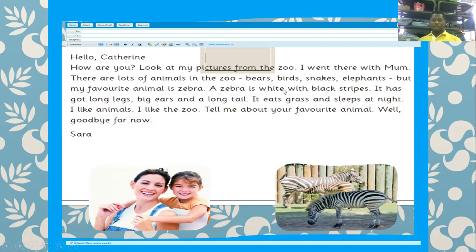A zebra is white with black stripes. It has got long legs, big ears, and a long tail. It eats grass and sleeps at night. I like animals. I like the zoo. Tell me about your favorite animal. Well, goodbye for now, Catherine.